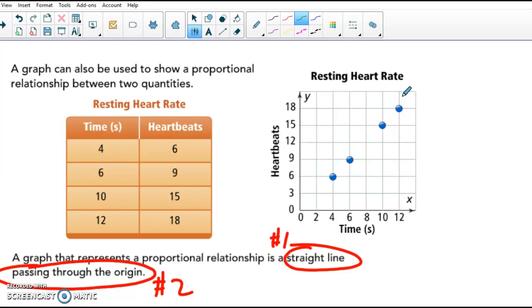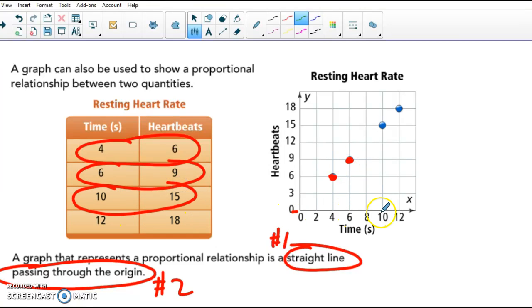So as we're looking in a table, I can take these points, 4, 6, and graph them. So this becomes the first point on my graph, 4, 6. And then I have 6, 9, so I go over 6, up 9. Next, I'm going to go over 10 and up 15. And finally, I'm going to go over 12 and up 18. So starting at the origin, over 12, up 18.